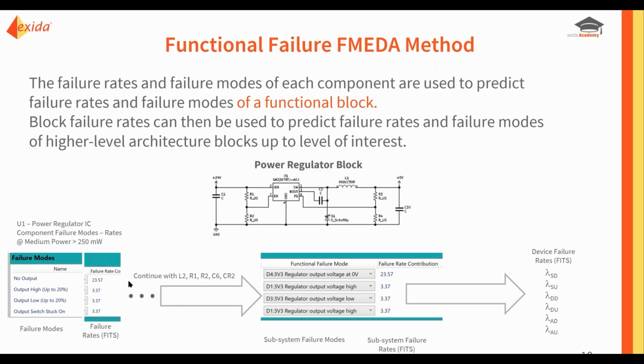And then we map each component failure mode to the functional failure mode of the regulator block. For example, if that integrated circuit fails with no output, we're very comfortable in saying the regulator block output goes to 0 volts. And we classify that according to the mode, safe, dangerous, and it goes into the device level failure modes.